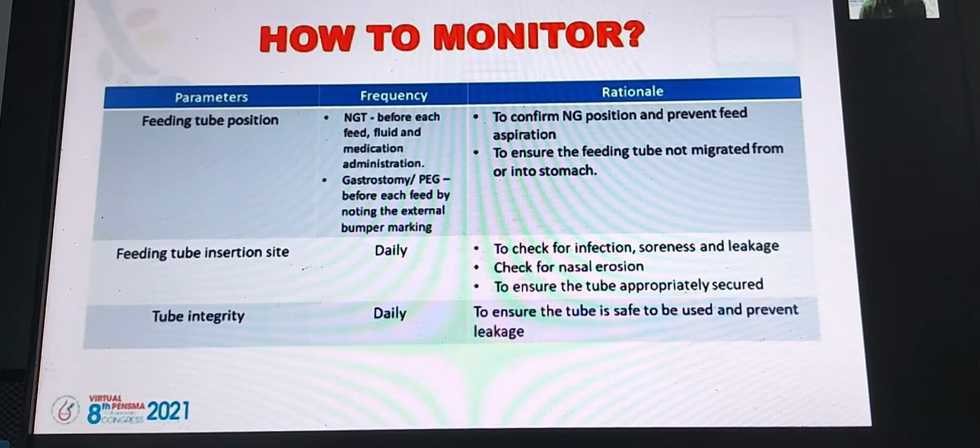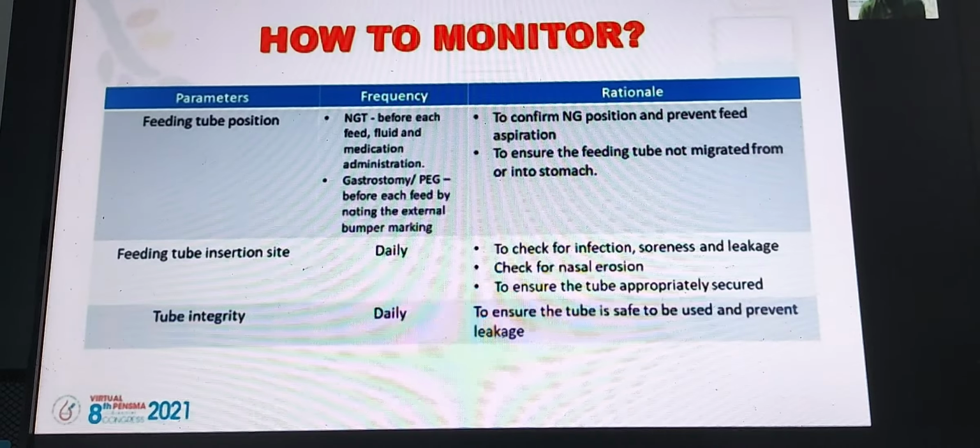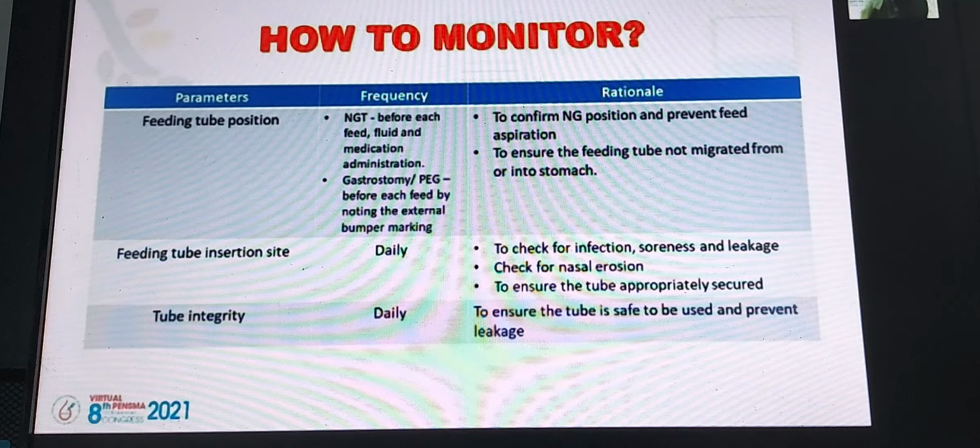Feeding tube insertion site must be checked daily. This is to look for any evidence of infections, soreness, and leakage. We should check for any evidence of nasal erosions and nasal septum necrosis, to ensure that the tube is appropriately secured, especially the nasogastric tube. The tube integrity must be assessed daily to ensure there is no leakage.